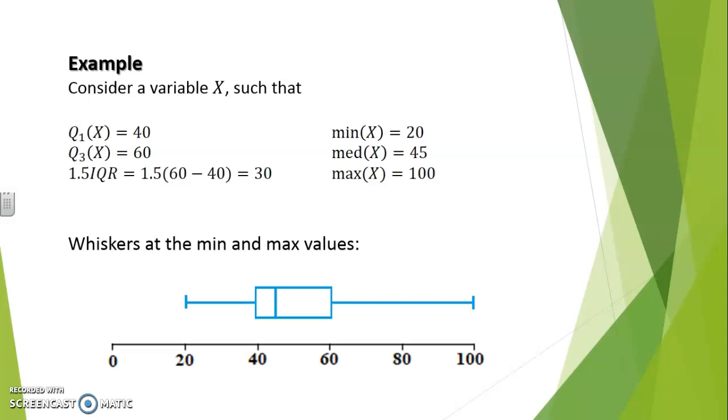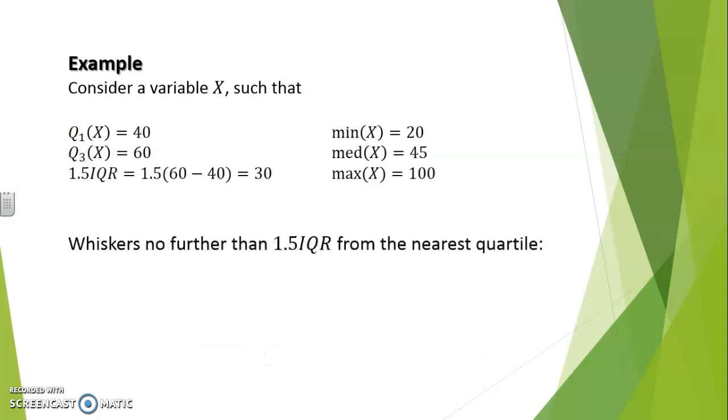In fact, that's what the graph shows, that the distribution is not perfectly symmetric. Notice how the median is not symmetrically placed, and the extensions go further to the right. So this is a skewed distribution. Here is the second way of presenting box plots, where whiskers are not allowed to go further than 1.5 times the interquartile range from the nearest quartile.